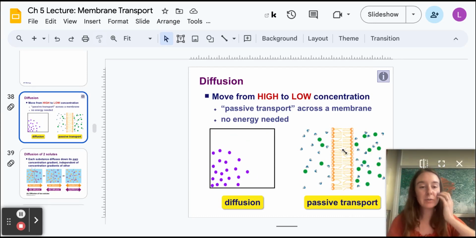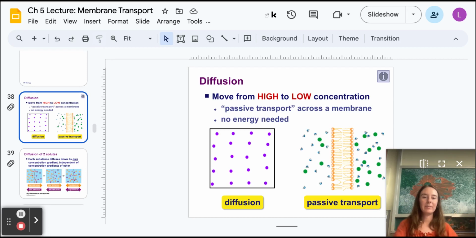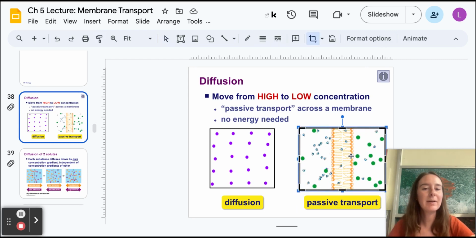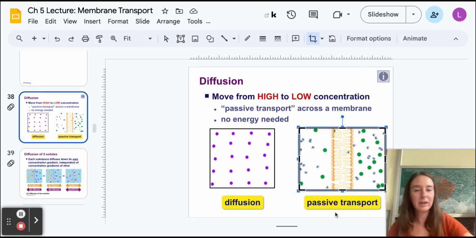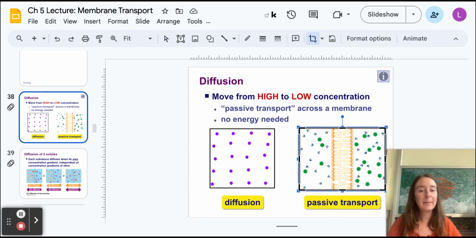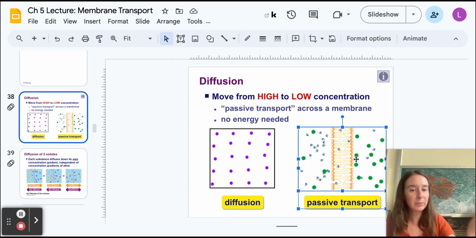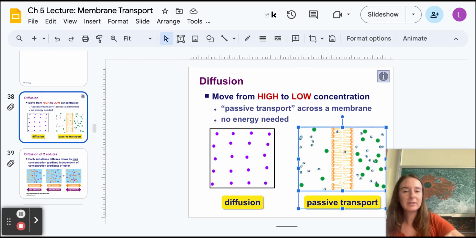So think about if you were to spray perfume on one side of the room, there would be a high concentration of those perfume molecules on one side, and then they would diffuse out. They would spread out across areas of lower concentration. And if we're talking about the movement of particles across a membrane, we call it passive transport. Let's think about why. Well, you're transporting. Things are moving across a membrane.